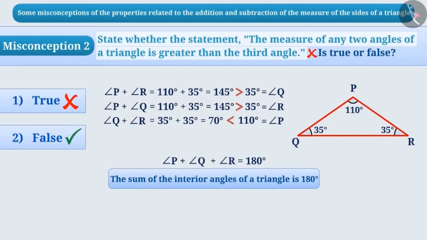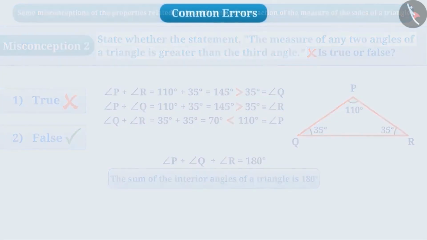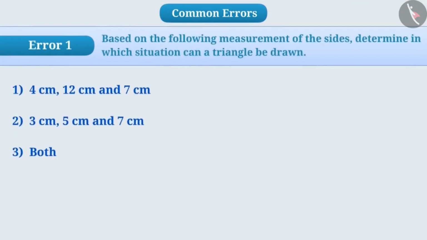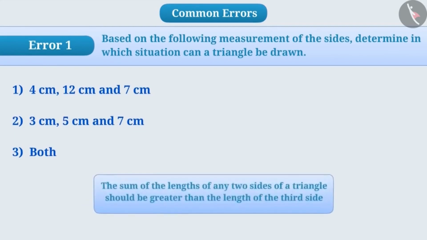Now let us know about some common errors. Error 1. Based on the following measurements of the sides, determine in which situation can a triangle be drawn. Some children know that when the sum of the lengths of any two sides of a triangle is greater than the length of the third side, only then we can construct a triangle, otherwise not.